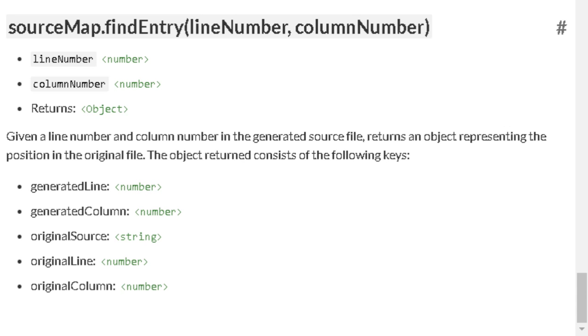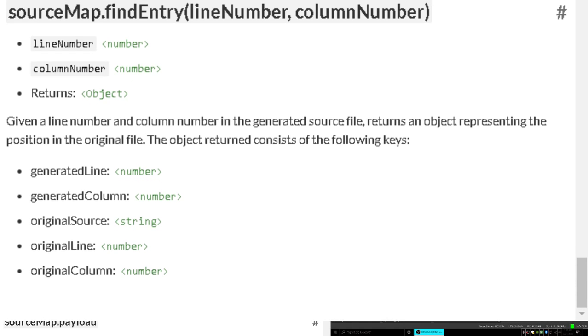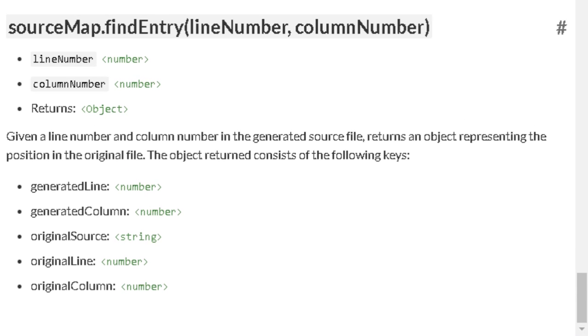So we have some bullet points. The object returned consists of the following keys. So these are the keys within the object that is returned by sourceMap.findEntry. We have 5 bullet points. Bullet point generatedLine is type number. Bullet point generatedColumn, also of type number. Bullet point originalSource, type string. Bullet point originalLine, type is number. Bullet point originalColumn, type is also a number.